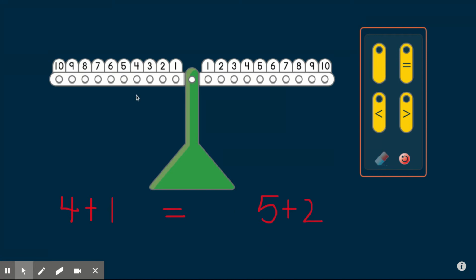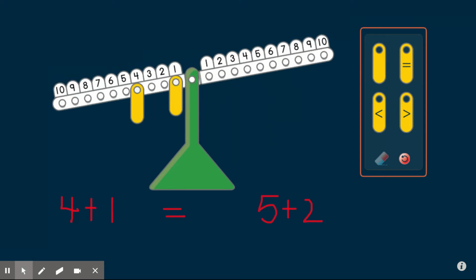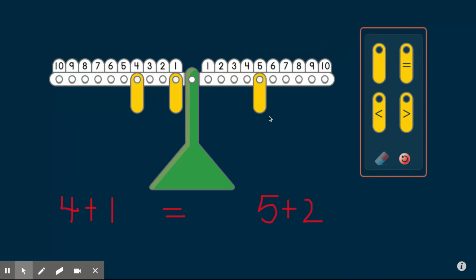So on this side, I'm going to do 4 plus 1. I'm going to solve 4 plus 1. So I'm going to put a peg on 4. And since I'm adding, I'm going to also put a peg on 1. Now I'm going to do the right side of the balance scale, which is 5 plus 2. So I'm going to put a peg on 5. And since I'm adding, I'm going to put a peg on 2.